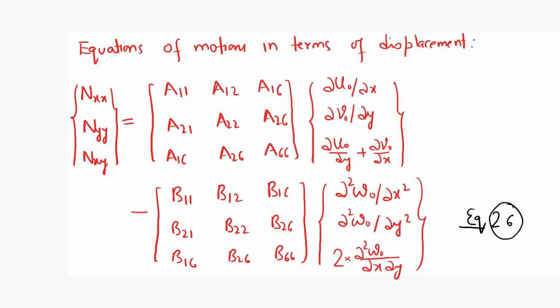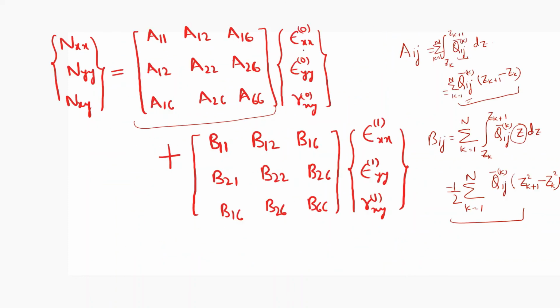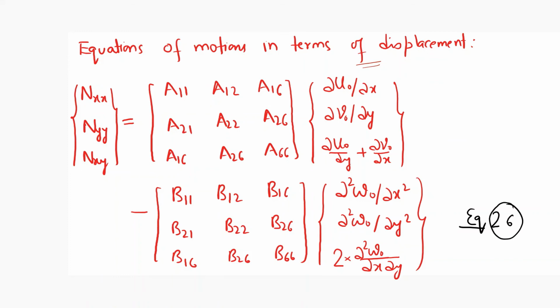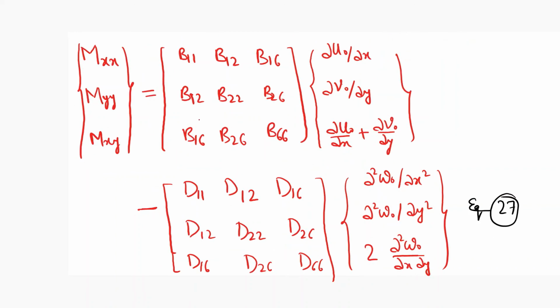So equations of motion in terms of displacement. Here we have seen it in terms of strain function. Now we will just put the values of strain function in terms of displacement function. So we will get this del u naught by del x, del u naught by, these values in terms of the displacement functions. Similarly Mxx, Myy and Mxy we will get in terms of displacement functions again.